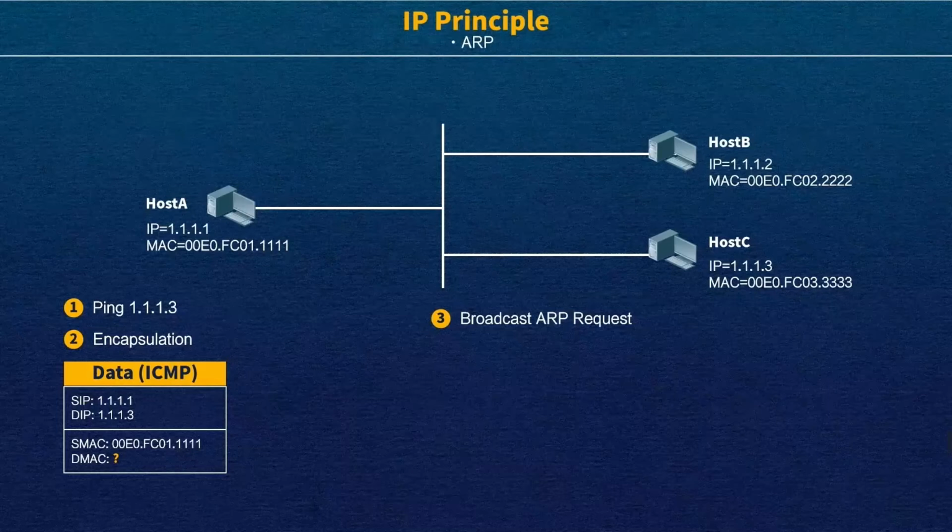So before we can encapsulate the ICMP packets successfully, we have to use ARP to get the destination MAC address first. So host A will send out the ARP packets, and the function of ARP is: hello, I want to know the IP address 1.1.1.3. What's the MAC address of this one? And if someone receives this information, I will give you a reply: my MAC address is something like this. So this is the function of ARP.